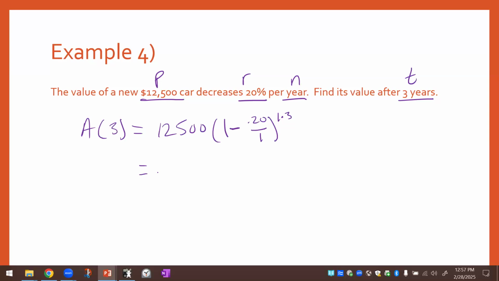So once you plug all of that in, what did you guys get as the car's value? 6,400. So after 3 years, the car would be 6,400. All right. How do we feel about compound interest?